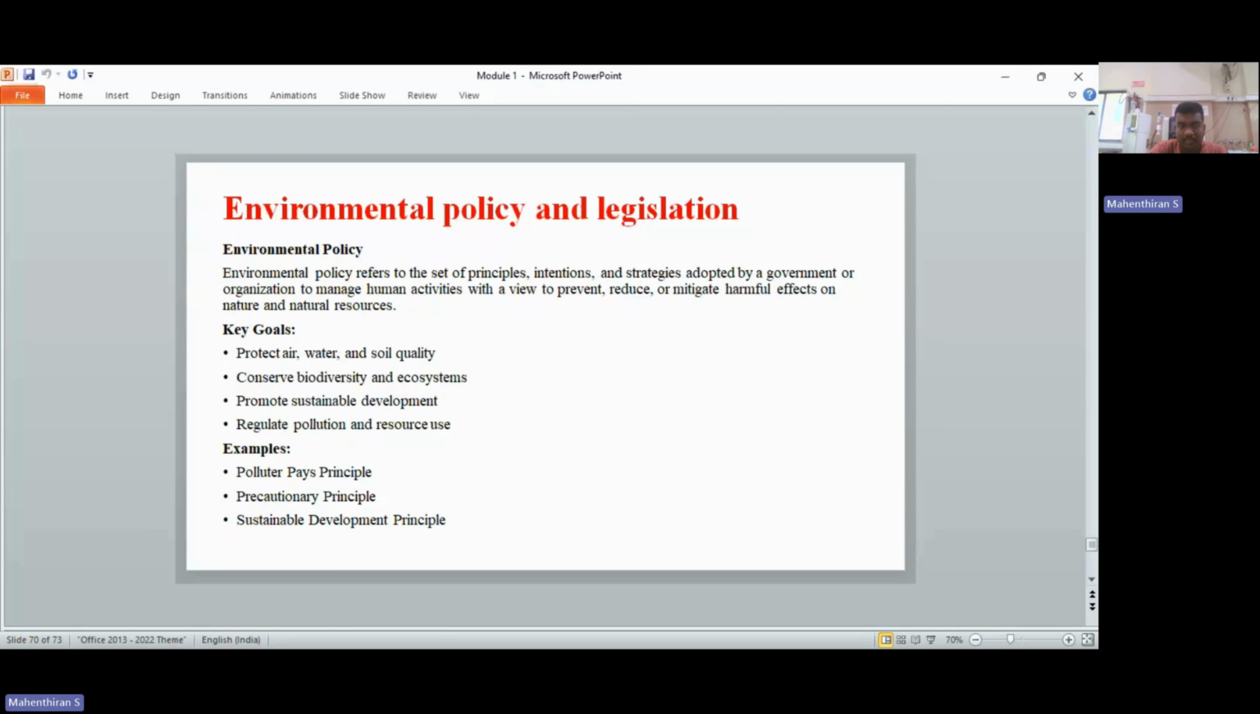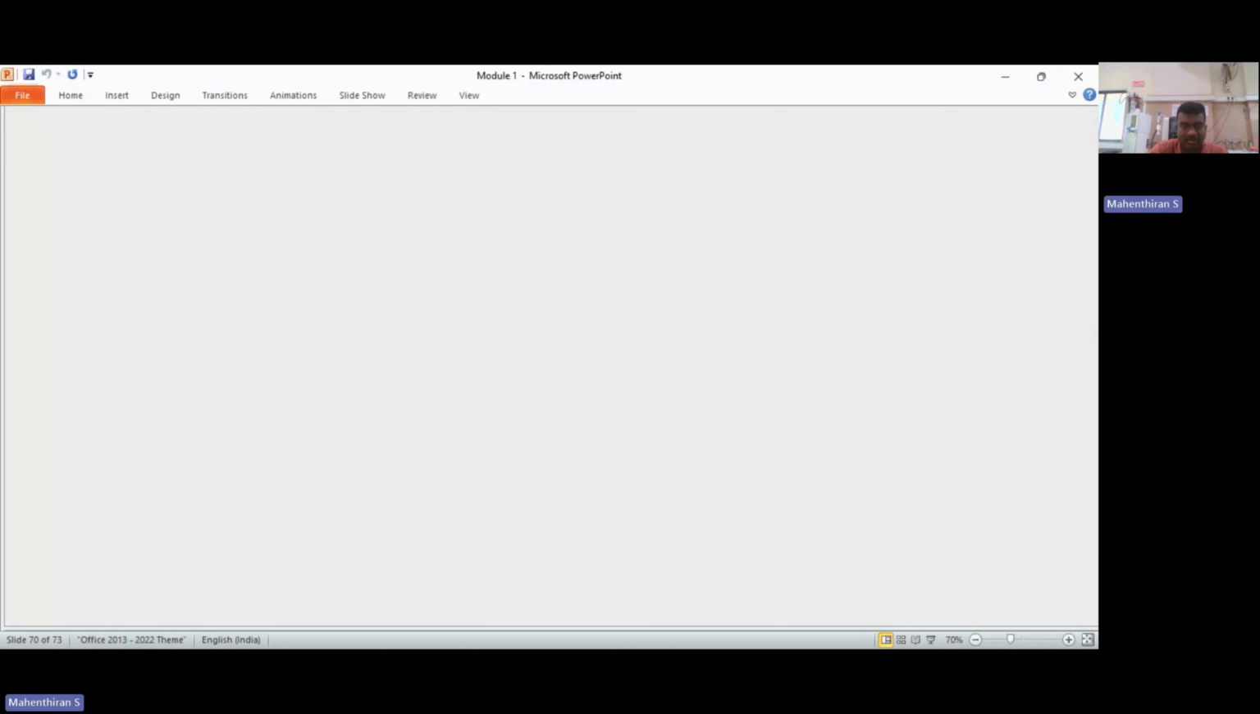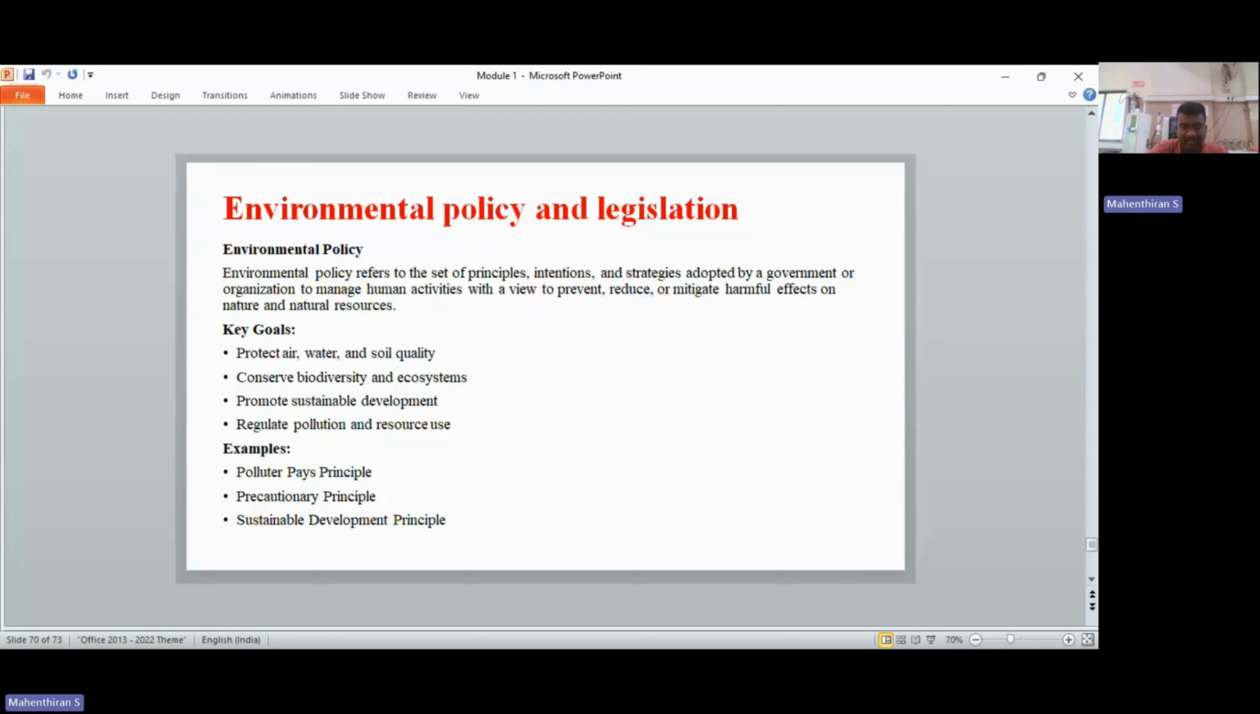And the third goal is to promote sustainable development, which is balancing three things: economic development, societal development, and environmental protection also. And the fourth goal is to regulate the pollution and resource use. This goal focuses on control and management. The policies set limits on how much pollution can be released, what technologies must be used, and how much resource can be extracted. So this is about the key goals of environmental policies.